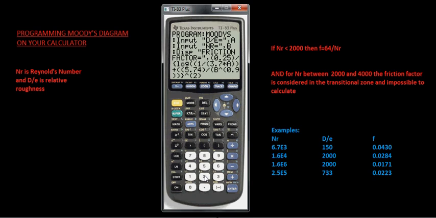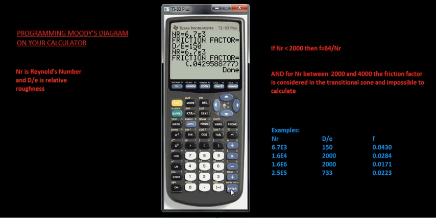Go to. I knew it. We had a bracket. I think we got a second insert. We're going to put in a closing bracket. Second quit. Okay, let's try this again. D over E 150. Enter. NR is 6.7 E3. And there you have it.